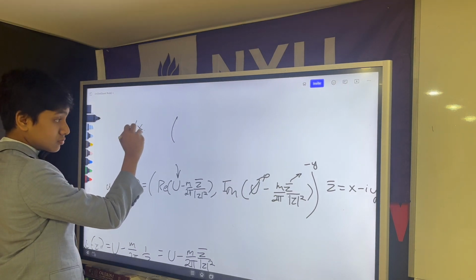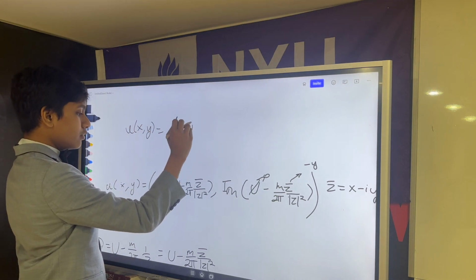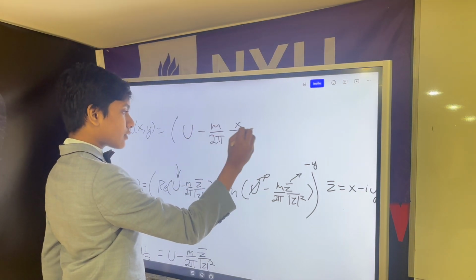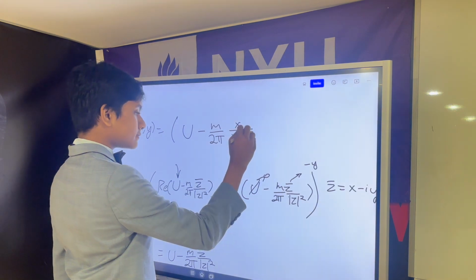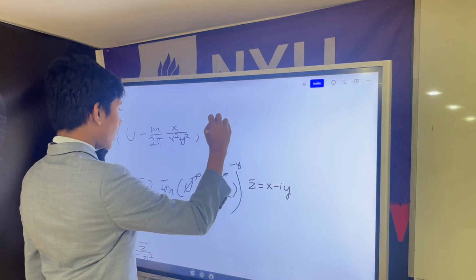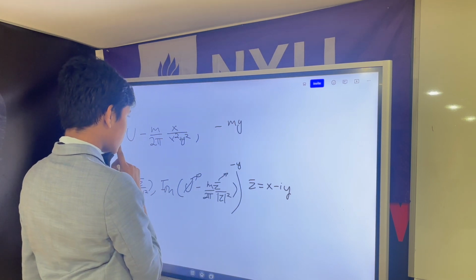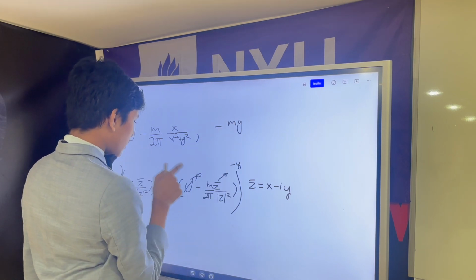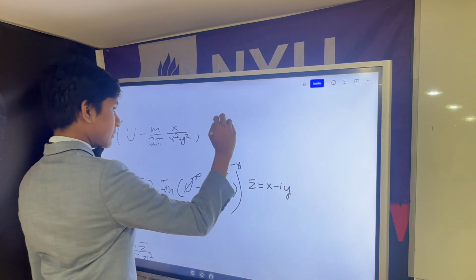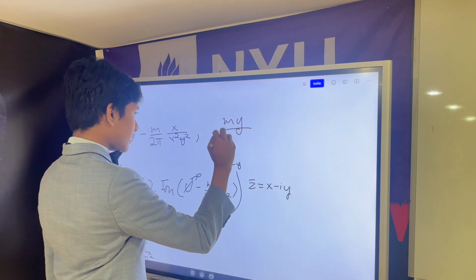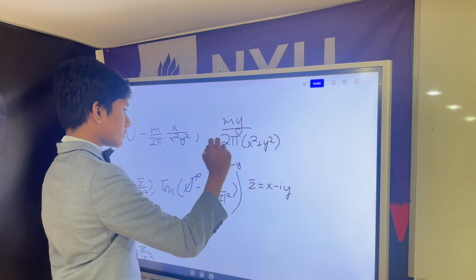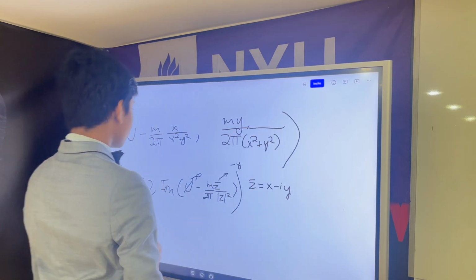This gives you u minus m over 2 pi x over x squared plus y squared, comma, minus m, wait a second, oh, minus m minus y, which means this cancels out and makes it positive, so you get 2 pi x squared plus y squared. Okay, so you get this.